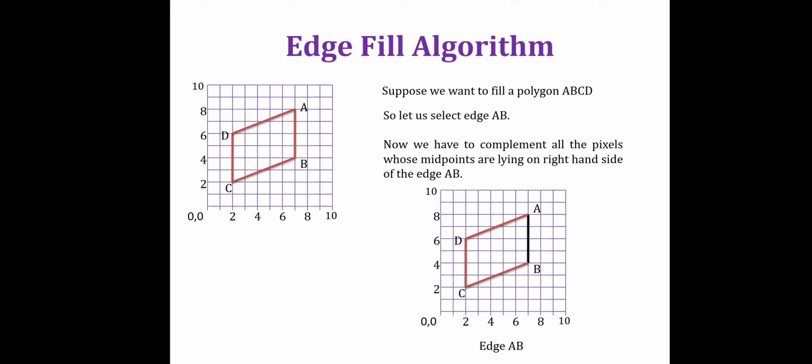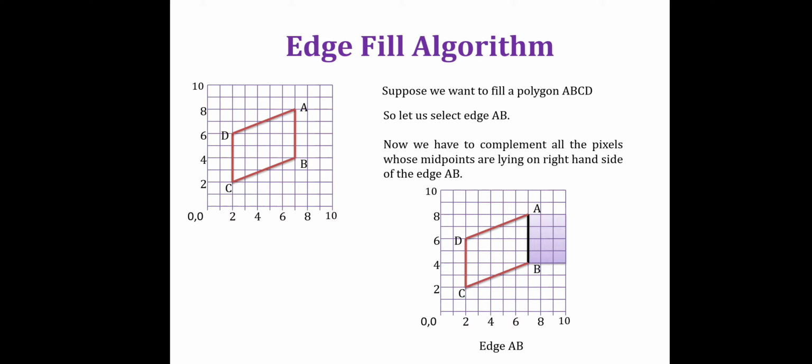So what am I going to do? I will complement those pixels. Whenever a pixel is off, we have to make it on, and whenever a pixel is on, we have to make it off. That means we change the color intensity at that particular point. In this way, you can see I am complementing all the pixels which are at the right hand side of the line AB.